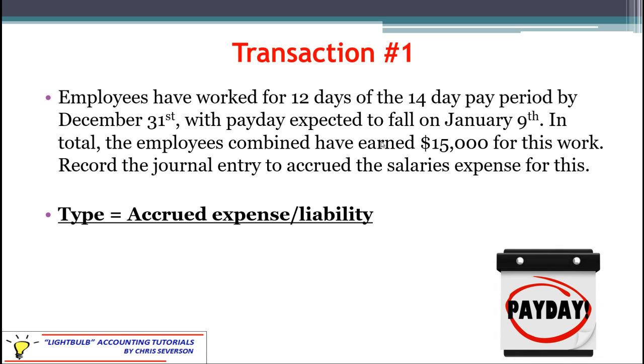and that's pretty common. In total, the employees combined have earned $15,000 for this work, for this 12 days of work so far. So we want to record the journal entry, the adjusting journal entry, to accrue the salaries expense for this. So this particular journal entry is known as an accrued expense or liability entry.